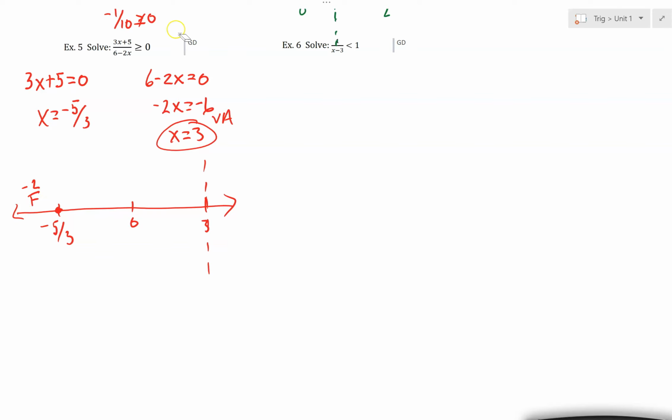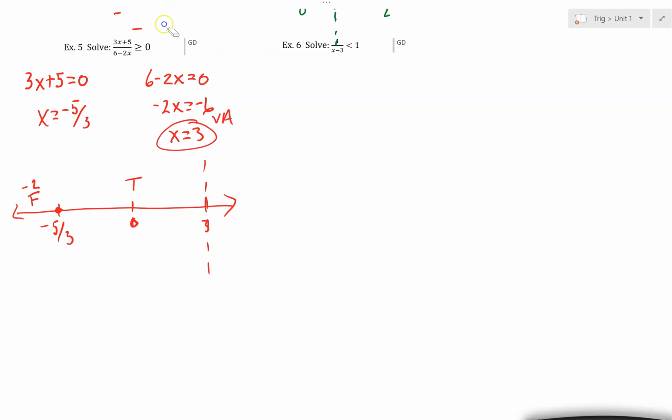When we get to here, I can test 0 because 0 is an indicator here. It's in between the two values that I found. So if I put in 0, 0 for the first one gives me a 5. 0 for the second one gives me a 6. That is true. So this part right here is true.